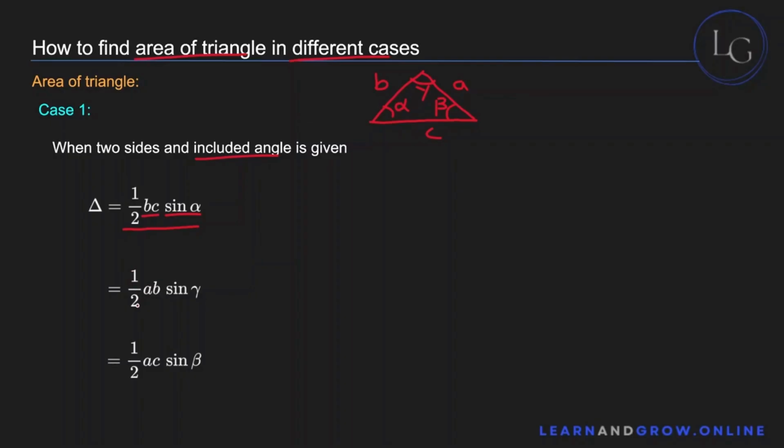Similarly, if you're using this formula, half of AB into sine gamma, that means that if the sides A and B are given to you, then the angle that must be given to you must be gamma, because that's the angle that A and B make. Similarly, if A and C are given to you, beta must be given. And yeah, all three of these formulas are valid. Just half of two sides being multiplied into the sine of the angle that the two sides make, right? It's the same for all three, and all three are valid for the area of a triangle.